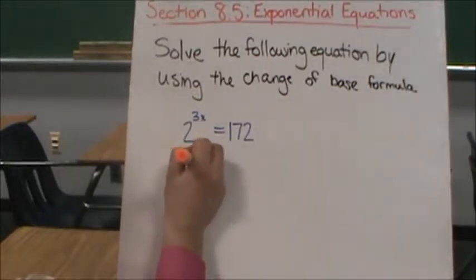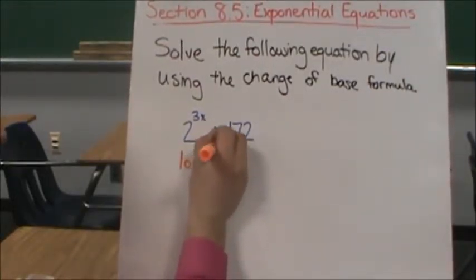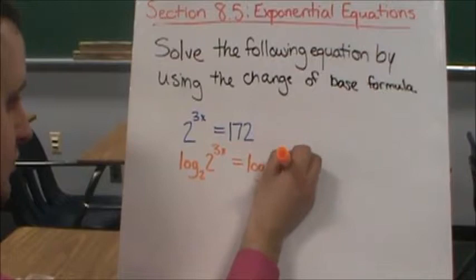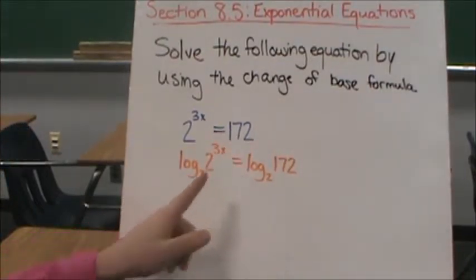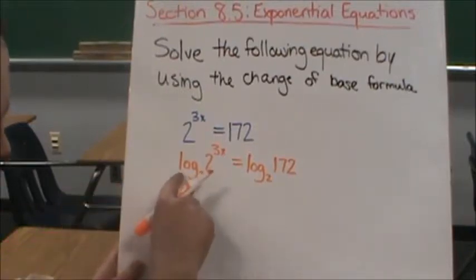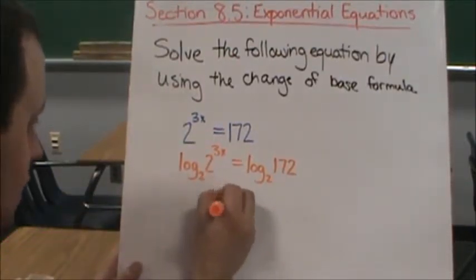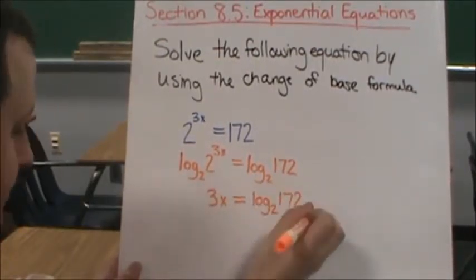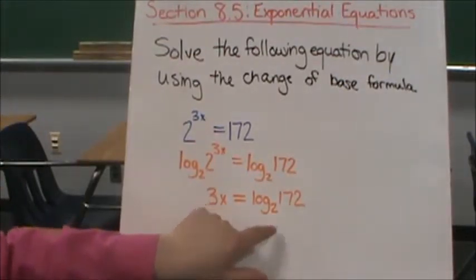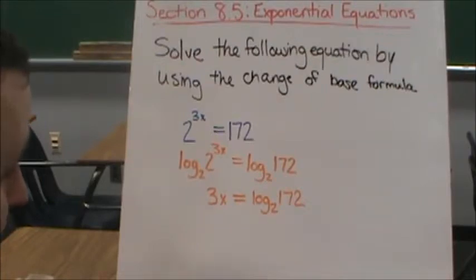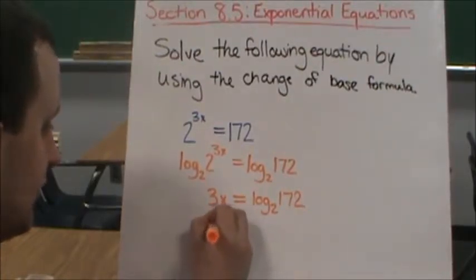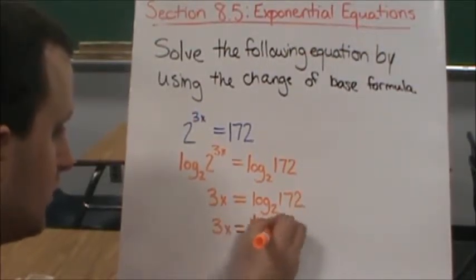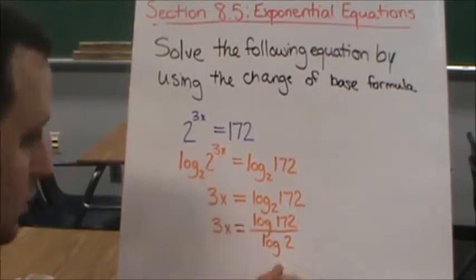So if we take the logarithm of both sides, we get log base 2 of 2 to the 3x equals log base 2 of 172. On the left side of the equality, log base 2 of 2 to the 3x, the logarithm and the exponential will undo each other. We're left with 3x equals log base 2 of 172. On the right here, we cannot calculate that directly or evaluate that directly, so we're going to have to use the change of base. And to do that, we get 3x equals log of 172 all over log of 2.